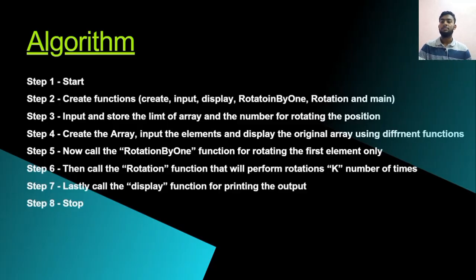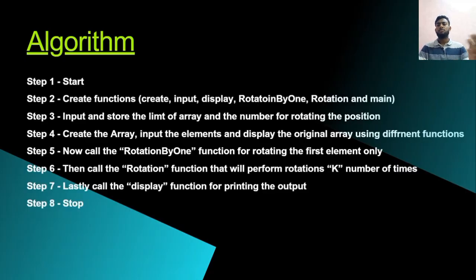So for algorithm purposes, generally we know that the first and the last steps of the algorithm are start and stop. Between those steps, we are going to write all the algorithm parts. Algorithm is basically human language steps for performing the C code or any kind of code.